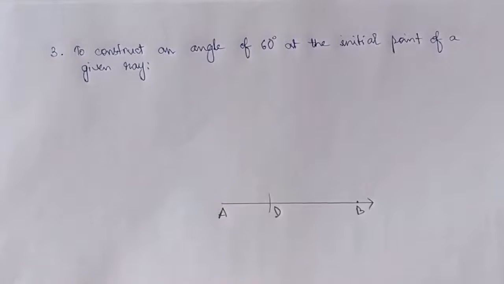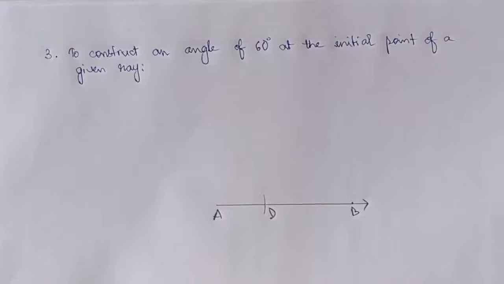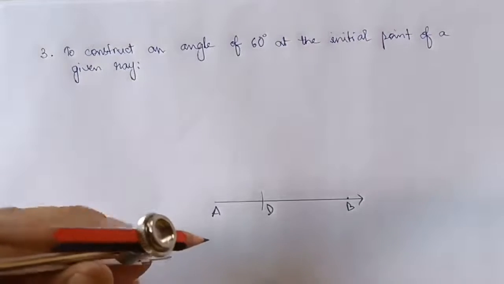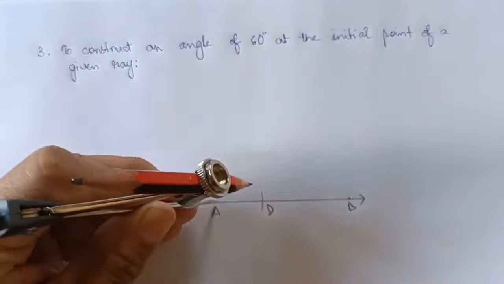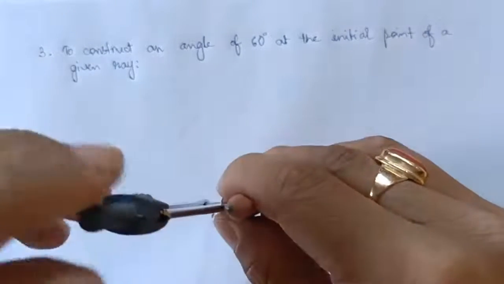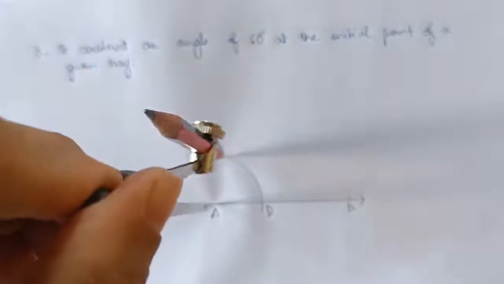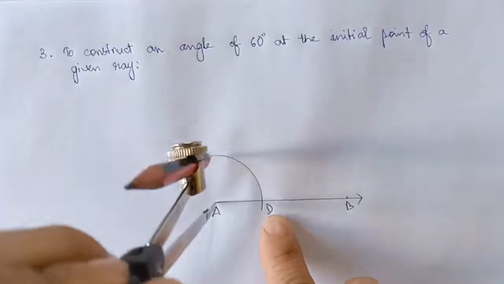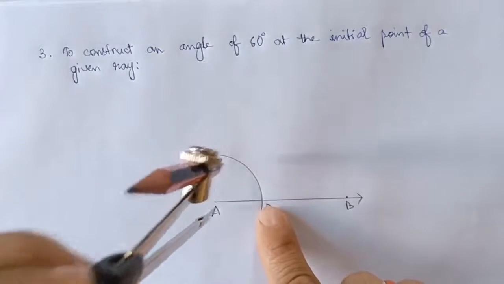Next, we are going to learn how to construct an angle of measure 60 degrees at the initial point of a given ray. So suppose let us take AB as the given ray. Now with A as the center and with suitable radius, we are going to draw an arc intersecting the ray AB at the point D.